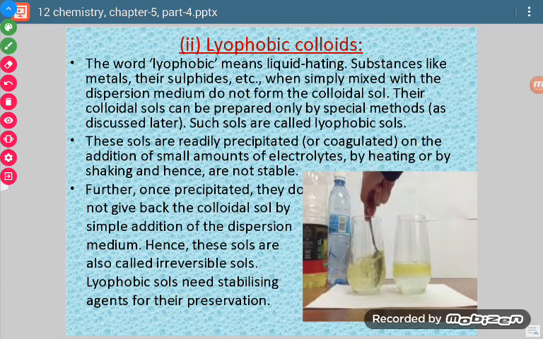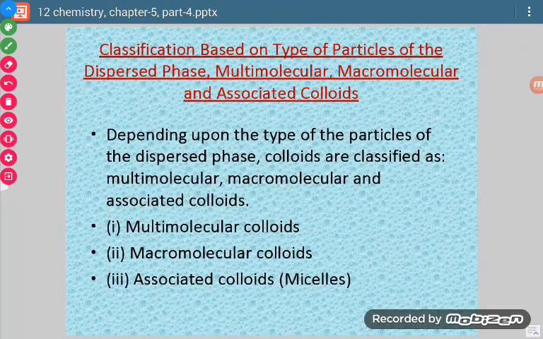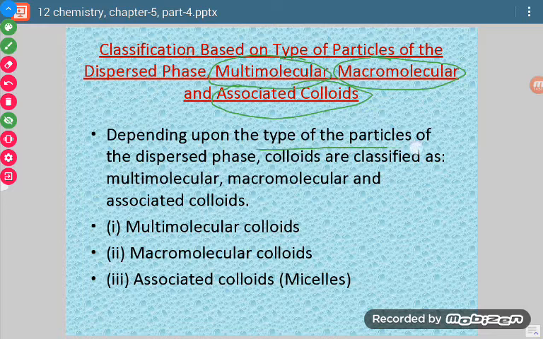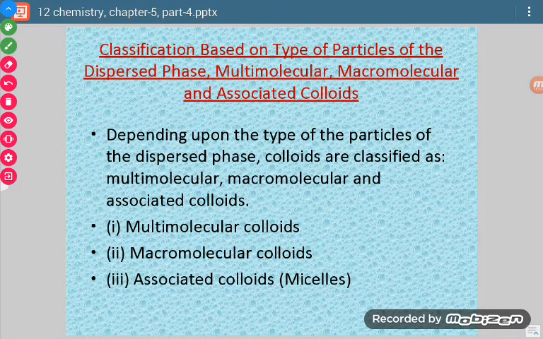Now let us discuss classification based on the type of particles of the dispersed phase. On the basis of this we can divide our colloidal sols into three categories: multimolecular colloids, macromolecular colloids, and associated colloids. So these three categories are there depending upon the type of particles of the dispersed phase. One more name for associated colloids is miscellaneous. So miscellany is associated colloid.